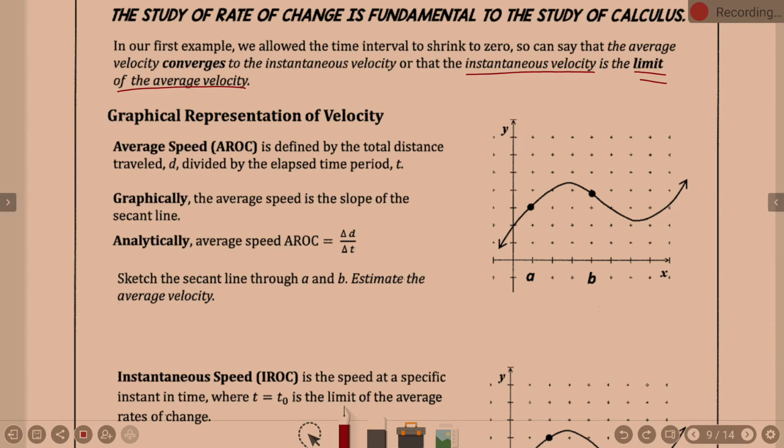Okay, so graphical representation here. AROC, average rate of change, or in this case, average speed, is defined by the total distance traveled divided by the elapsed time period. We talked about that on the front page. That was the delta D over delta T. Graphically, the average speed is the slope of the secant line.